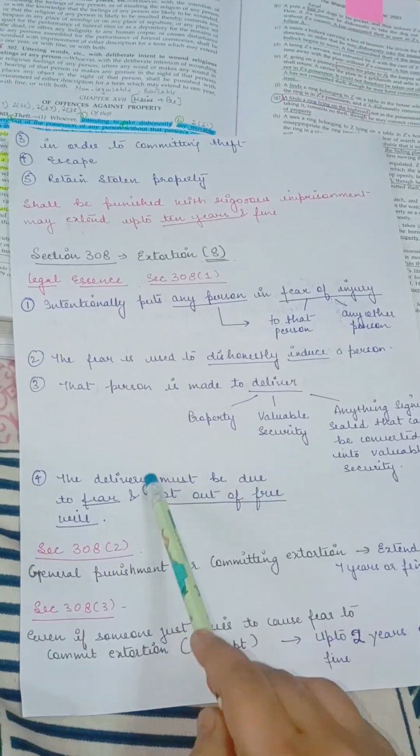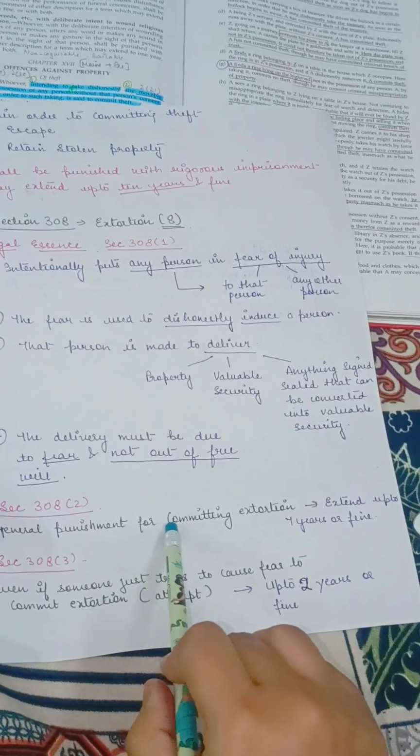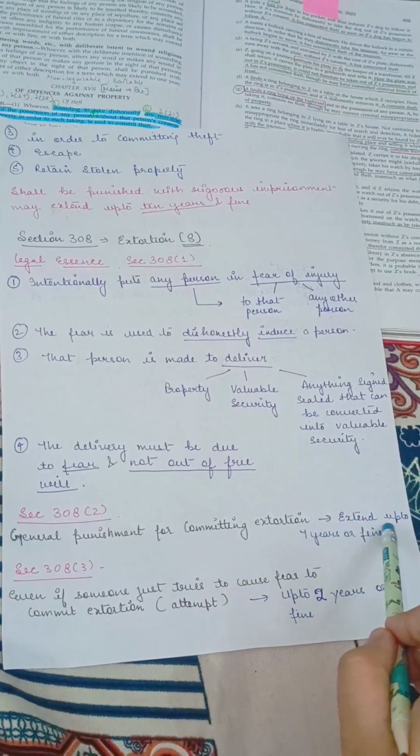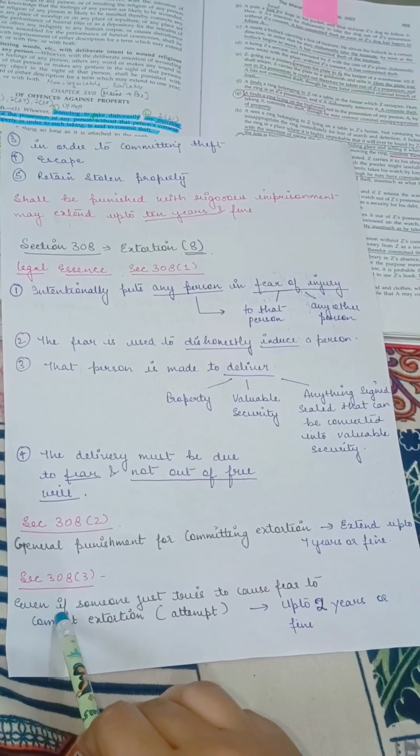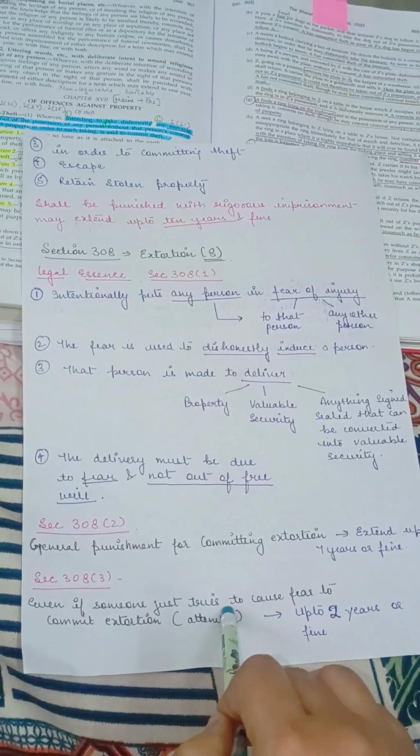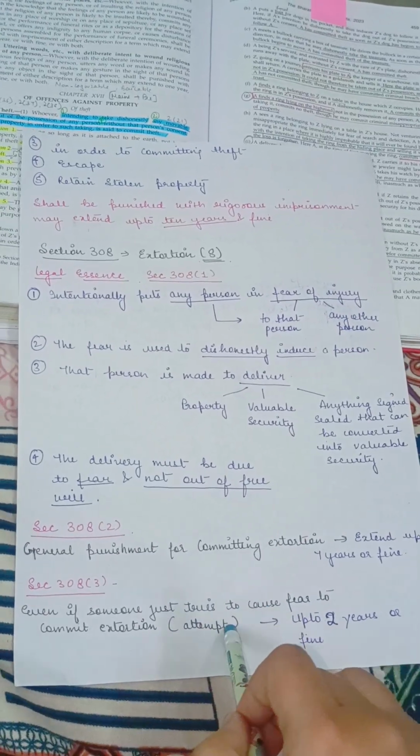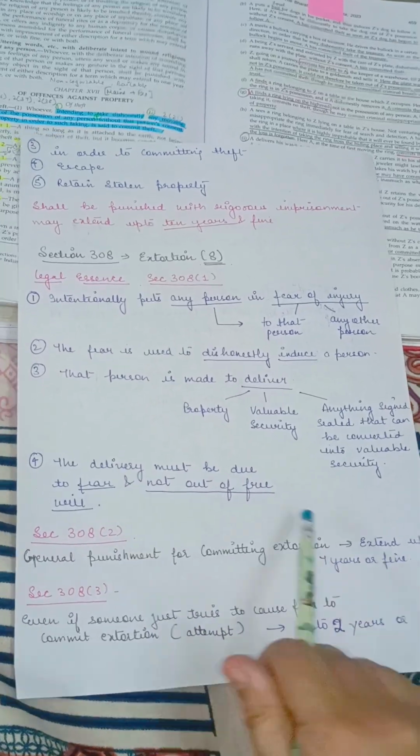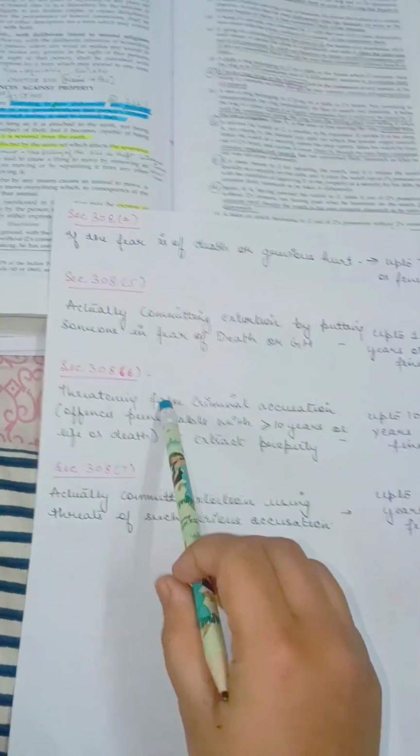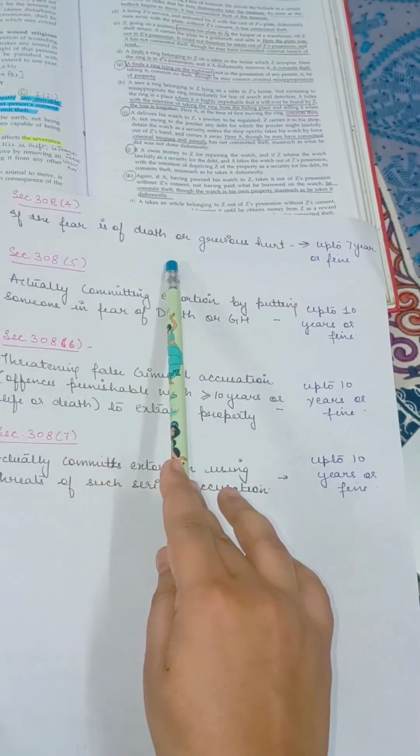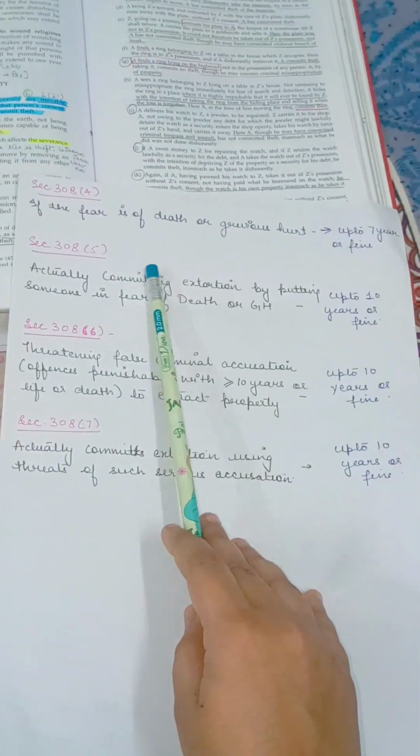Now let's talk about the punishment for this section. Section 308 clause 2 talks about the general punishment for committing extortion, which can extend up to 7 years or fine. Section 308 clause 3 talks about even if someone just tries to cause fear to commit extortion, it is just an attempt. The punishment for this can extend up to 2 years or fine. Section 308 clause 4 talks about if the fear is of death or grievous hurt, then it can extend up to 7 years or fine.